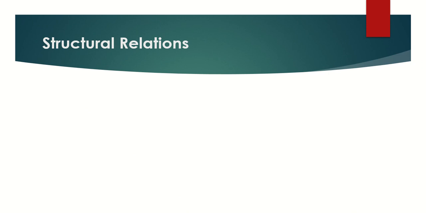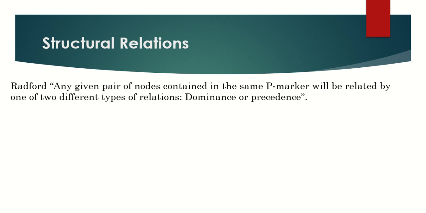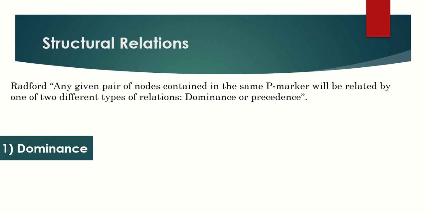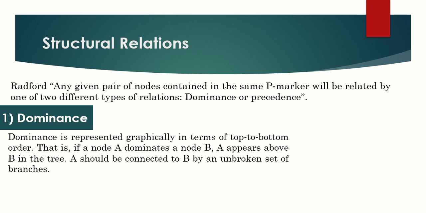Now we will move to the last part of the lesson about structural relations. Radford says that any given pair of nodes contained in the same P-marker, as I said, is a tree diagram, will be related by one of two different types of relations: dominance and precedence. We'll start with dominance. What is dominance?